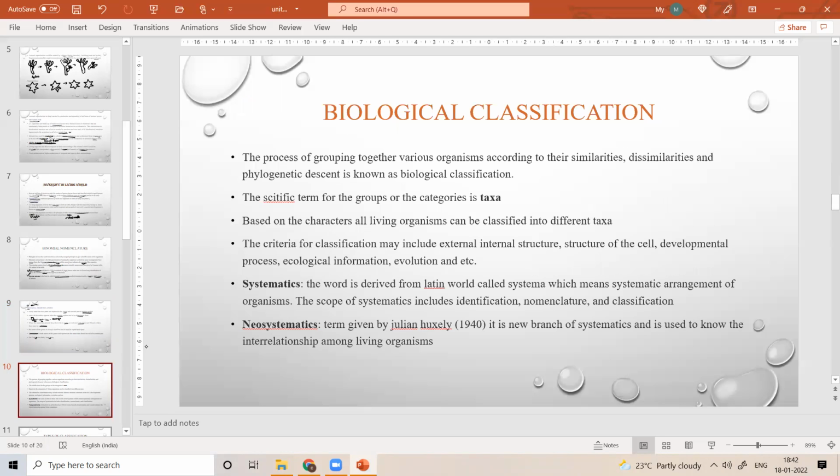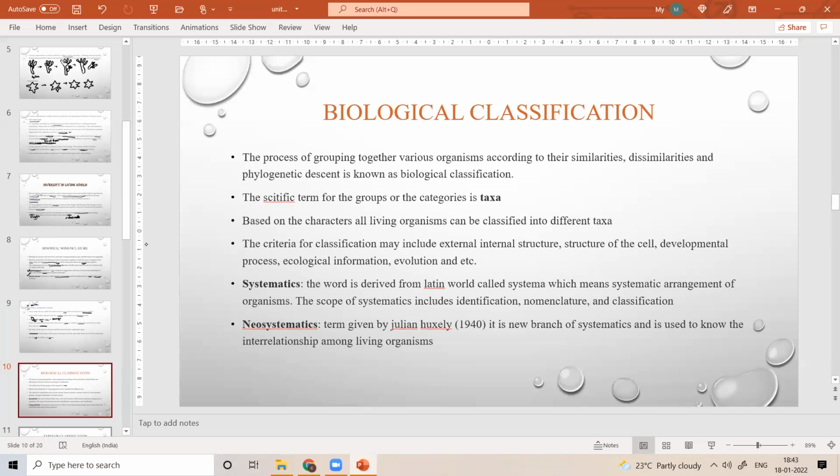Until here we understood how to give names to the organisms that are discovered or that are being studied. So after we studied the organisms, we need to classify them, we need to group them, we need to give positions in the biological classification.